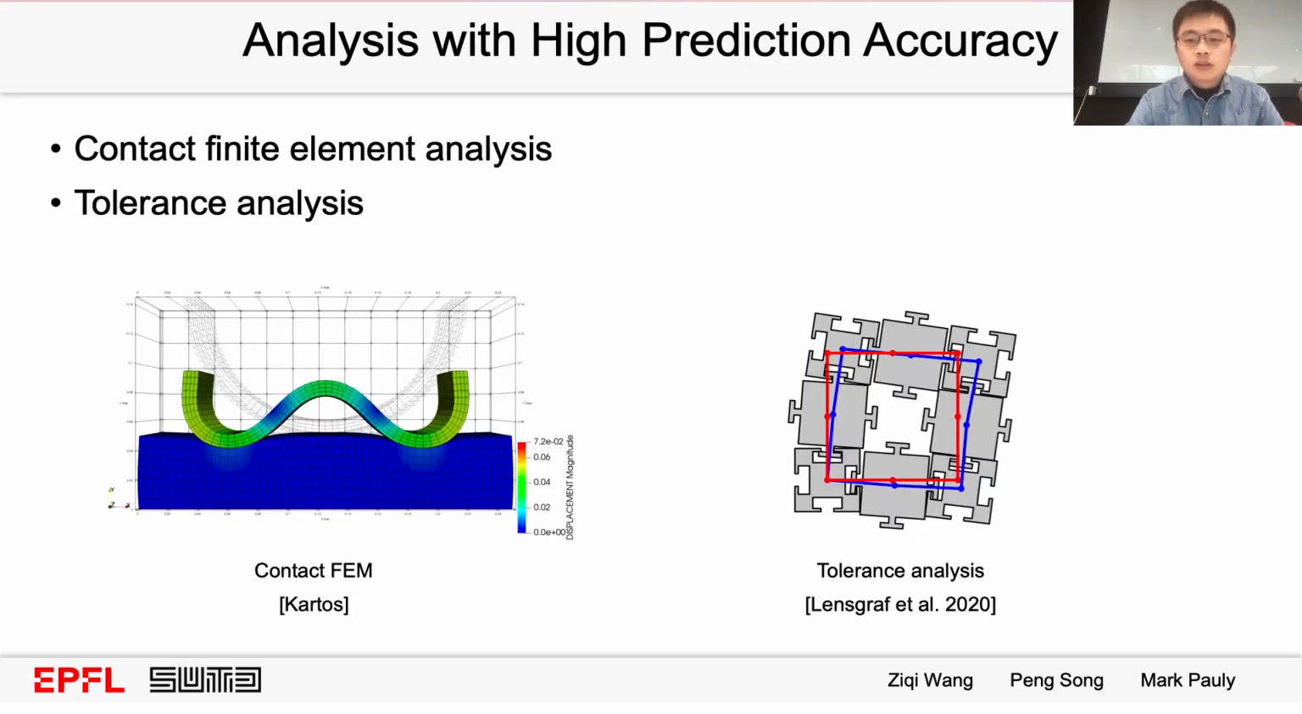To improve prediction accuracy, one possible way is to take these imperfections into consideration in the analysis methods. The contact finite element analysis and tolerance analysis are 2 mature forward simulations that are widely used in mechanical engineering. Designing assemblies that are robust to these imperfections would be an interesting inverse problem.